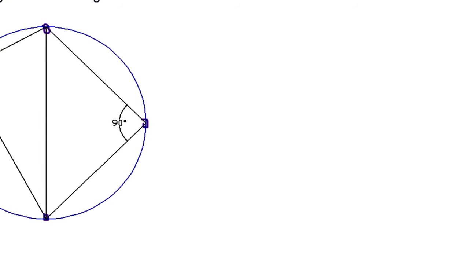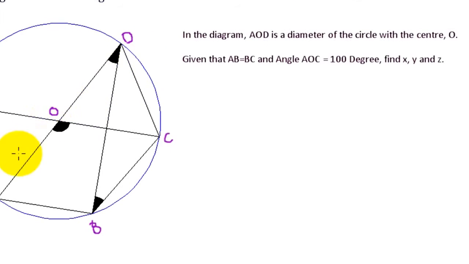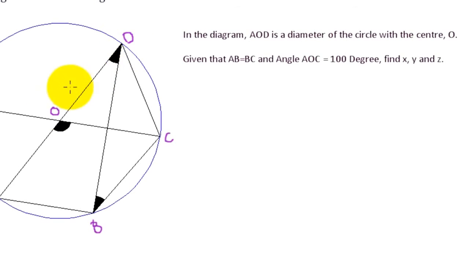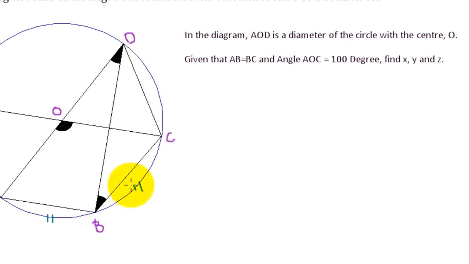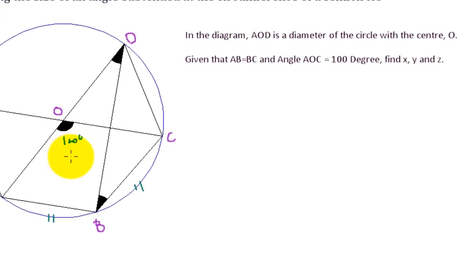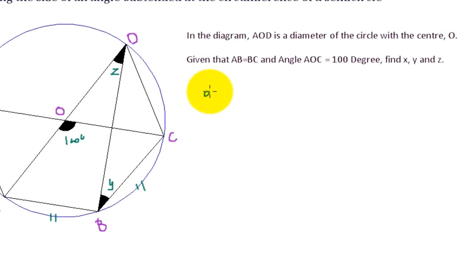Okay, so now I'll show you an example. In the diagram, AOD, this is AD, is a diameter of the circle with the center O. Given that AB is equal to BC, and angle AOC is 100 degrees, find X, Y, and Z. I'll start off with X.